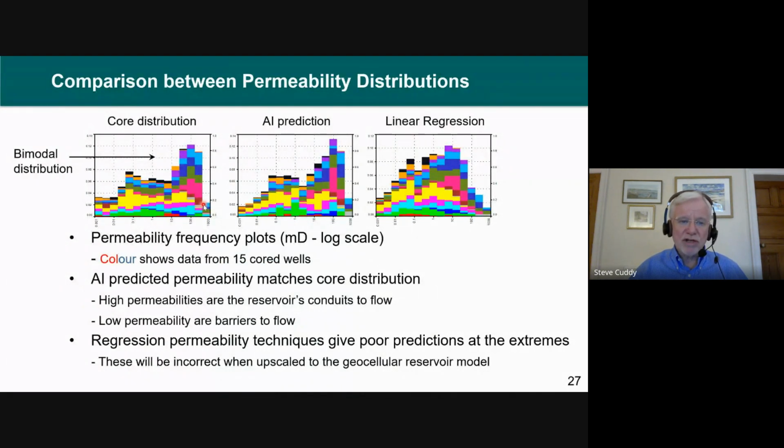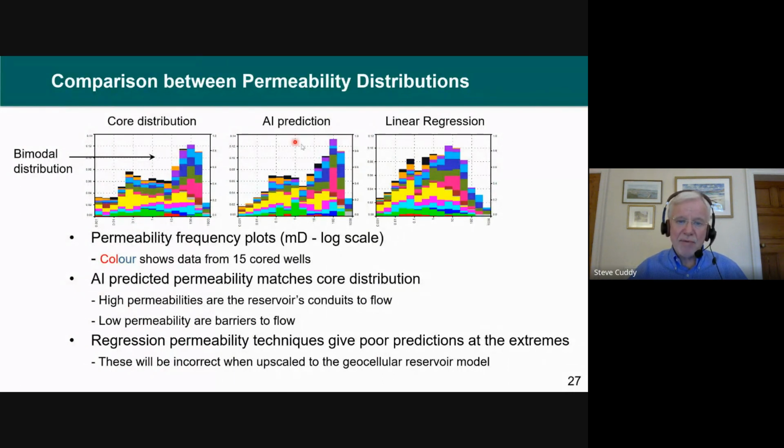And what you notice right away, it's bimodal. There are two peaks. We've got this peak here, which is the main conduit to flow of the hydrocarbon to the wellbore, but we've also got a lower peak. So if we want this to upscale correctly in our reservoir model, we've got to reproduce this.